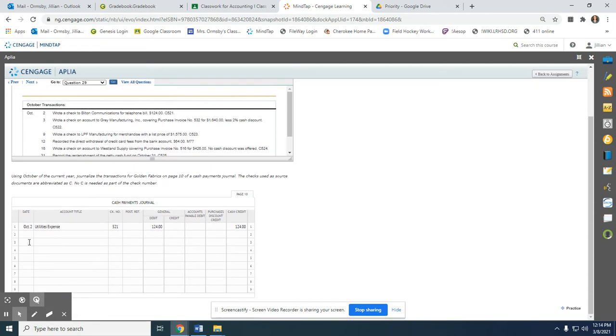Next one on the third, we wrote a check on account to Gray Manufacturing. Anytime you see wrote a check on account, we know that accounts payable is the account that's utilized. So we're going to put the name of the vendor, Gray Manufacturing Incorporated, and that is going to be debited for 1,640.